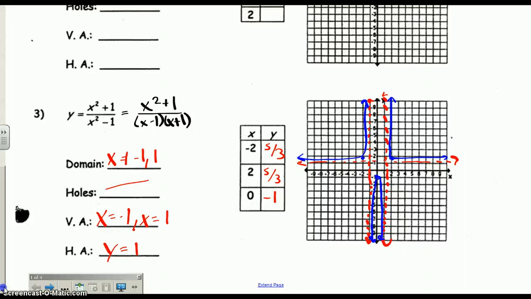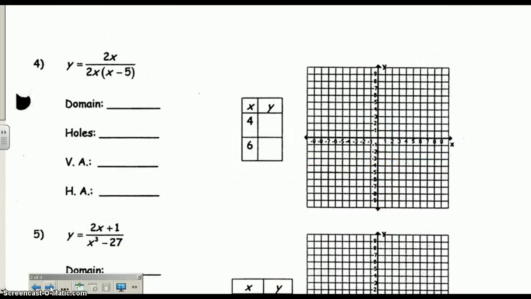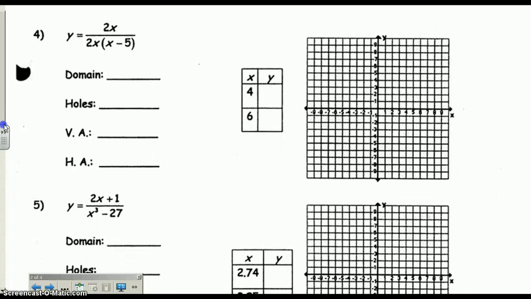Okay. So now let's flip over to number 4. Number 4, I'm going to start the same way I did last time. I'm going to factor. Luckily, it's already factored for us. So I'm going to write down the reduced version. y equals 1 over x minus 5. Now please don't fall into that category of thinking if 2x divided by 2x simplifies to 0, that means it's 0 over x minus 5, so the whole thing is 0. Okay? Remember that simplifies to 1.